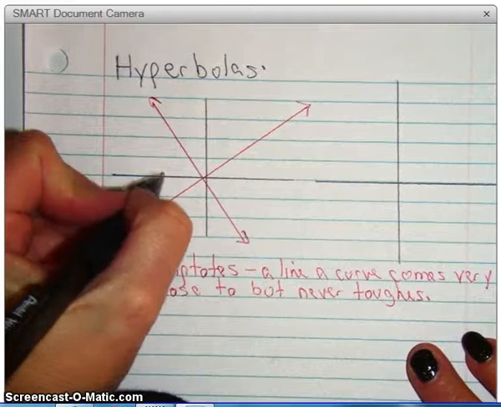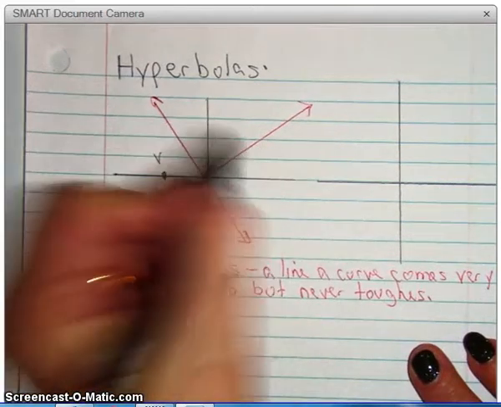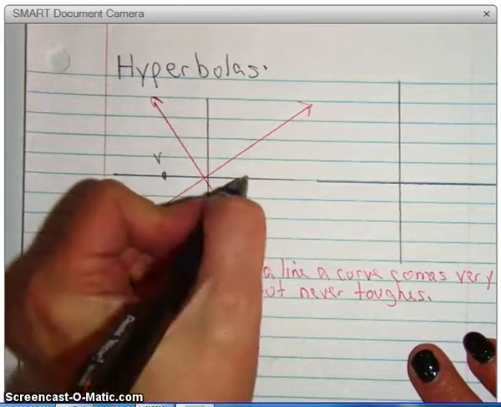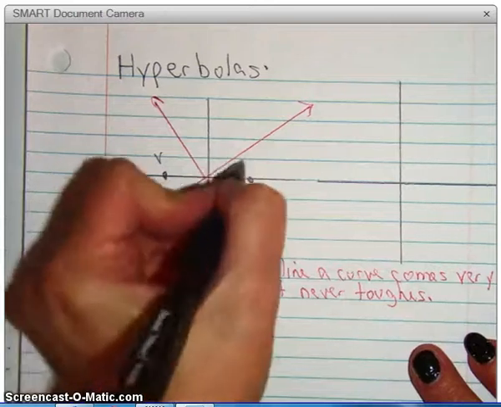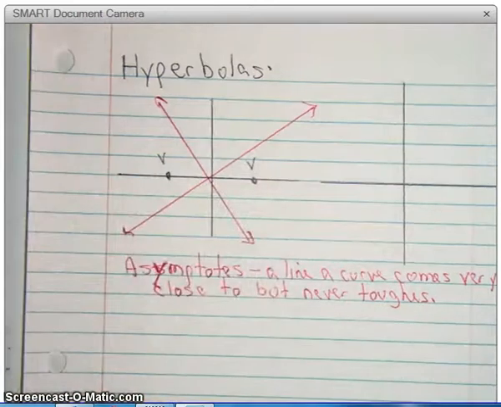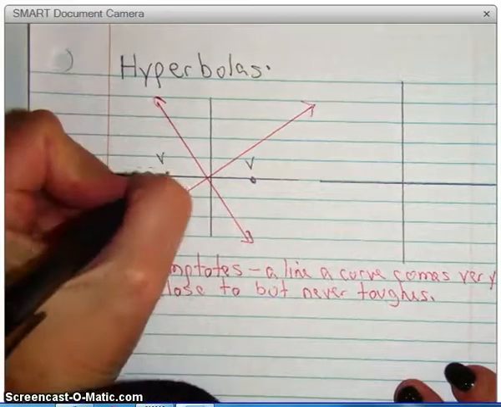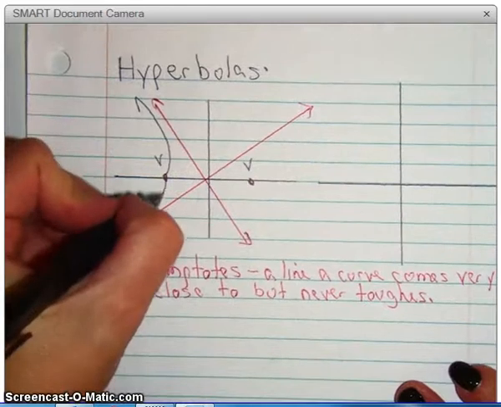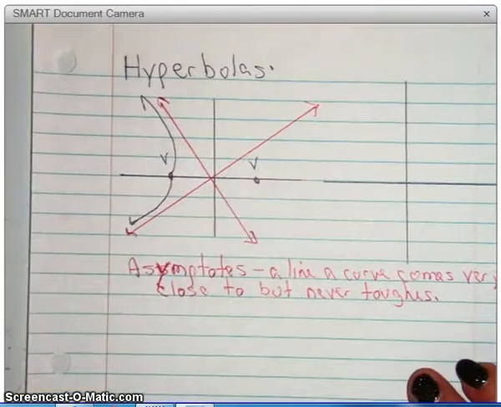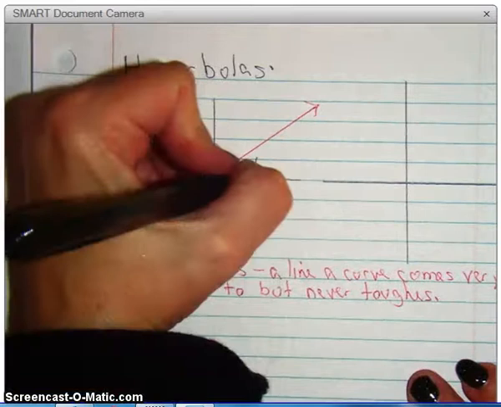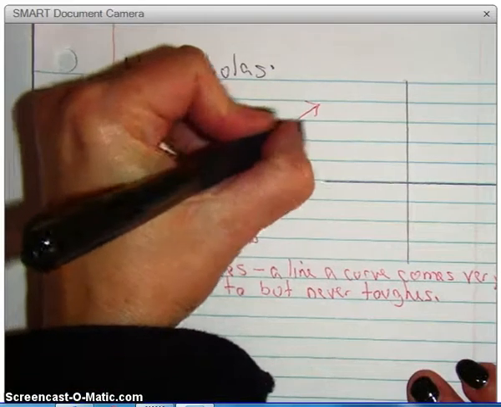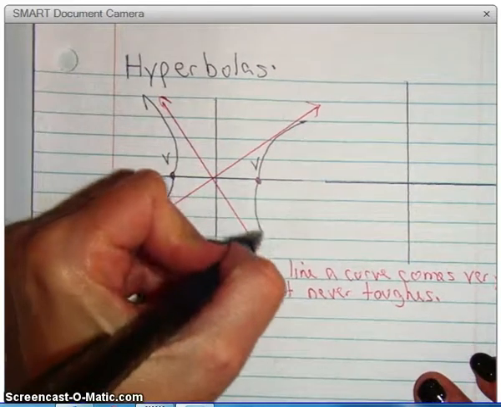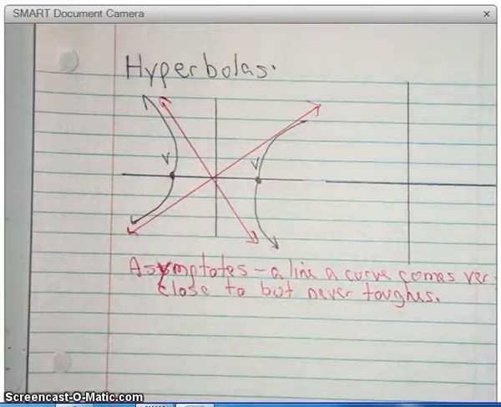The vertices. A hyperbola has vertices on both sides of the axis, whether it be the x-axis or the y-axis. The pieces or the branches that I showed you have to go through the vertices. And what they do is they come very close to the asymptotes, but they do not touch the asymptotes, or Mrs. Cook will zap you. Come very close, but not touch.